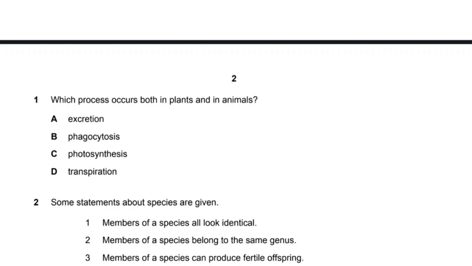If we look at the processes, they have shown excretion. Yes, it occurs in both. Phagocytosis, this process occurs in animals, not in plants. And then photosynthesis, this process occurs in plants. So it means excretion is the right answer.